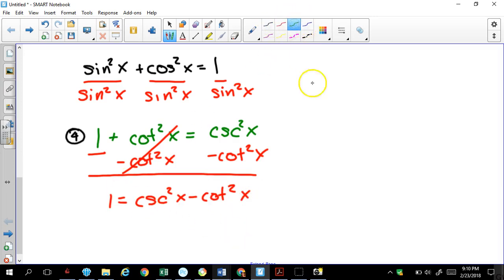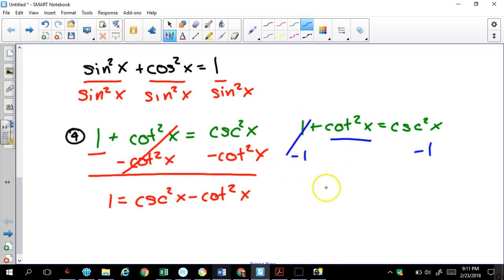I can do the exact same thing. 1 plus cotangent squared x equals cosecant squared x. So these are the exact same equations, and instead of solving for 1, I'll solve for cotangent squared. So I'm going to subtract 1 from both sides. That leaves me with cotangent squared x equals cosecant squared x minus 1. So this is your 5th identity, and this is your 6th identity. They're all just taking that same original one and rearranging it, because you want to be able to see all the different ways that one equation can be written.